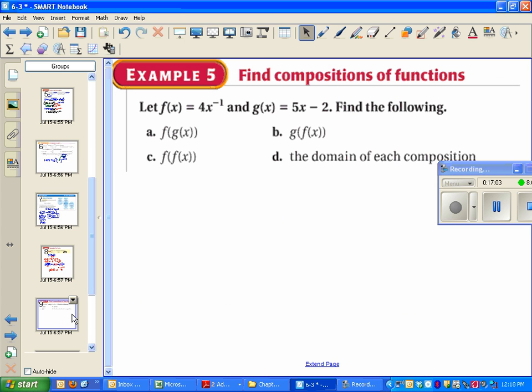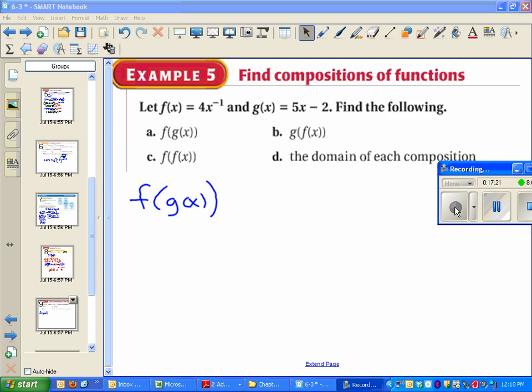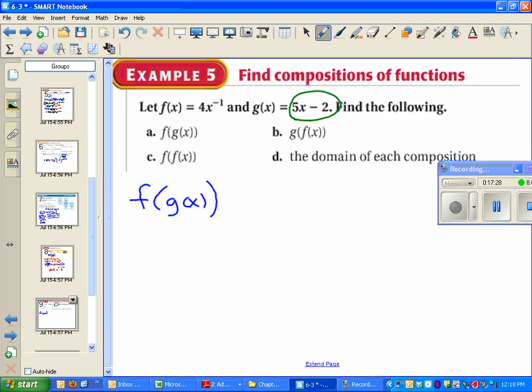For composition, it's a little bit more difficult, but we can do it. Little steps. Okay, so look at A. A is f of g of x. All right, so let's look at what g of x actually is. So g of x is equal to 5x minus 2. So this is equal to f of 5x minus 2. Okay. So these are directions.